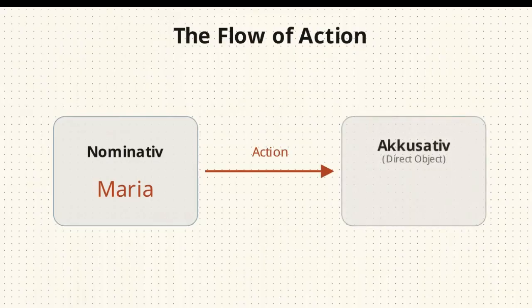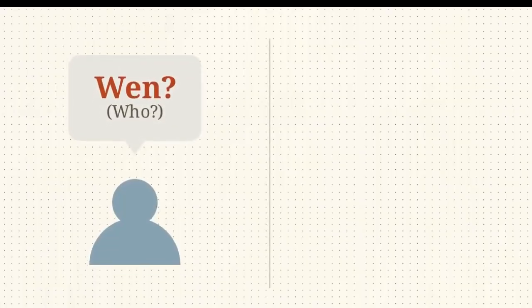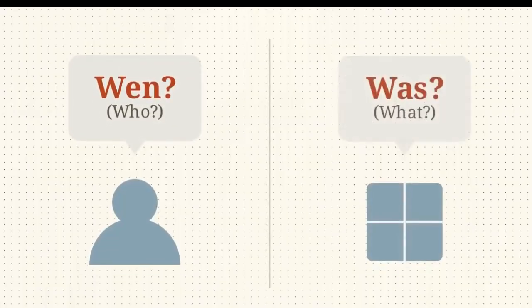It starts on the left with the doer, Maria, in the nominative case. When Maria acts, the action travels across the sentence and lands on a recipient, the direct object, forcing it into the accusative case. You can identify the accusative by asking a simple question. Ask wen, meaning who, if the receiver is a person. Or ask was, meaning what, if the receiver is a thing.